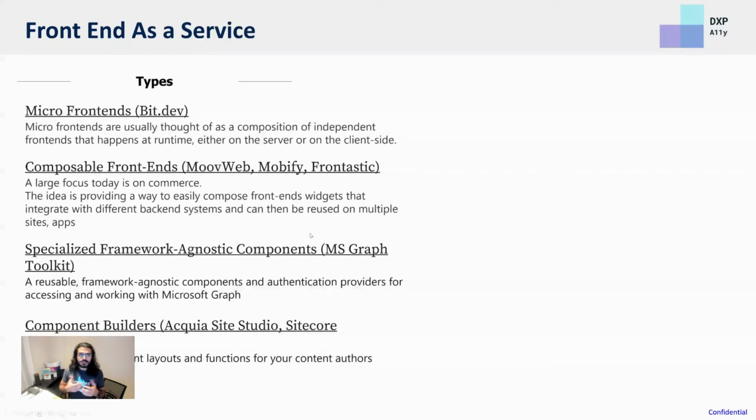First, let's look at the types of front-end as a service. We have what we call micro front ends, like Bit.dev, where the idea is usually thought of as a composition of independent front ends that happen at runtime, either on the server or on the client side. So the idea is you're ultimately merging atoms and molecules together to generate these micro front ends, and these can be from different locations.